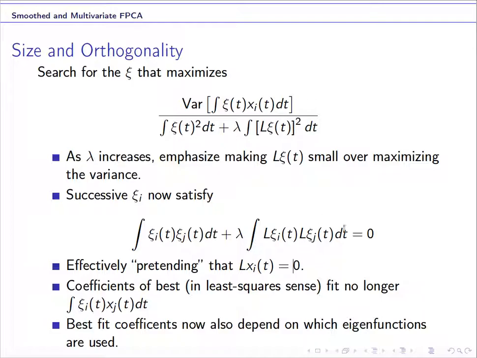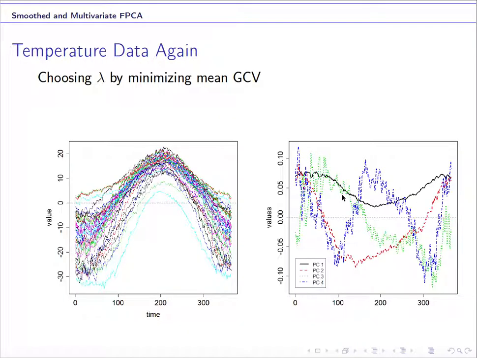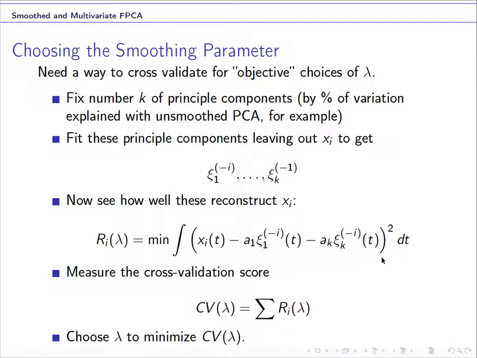Okay, so this is for this smoothing penalty, roughness penalty. So here, let me show you one example. The left panel shows the point-wise average temperature for 35 Canadian cities. And the right panel shows the estimated four FPCs without any roughness penalty. You can see it's very wiggly here, right? It not only doesn't look so nice, it's also hard to interpret when you have these small variations. Okay, so then you can add this roughness penalty. And so how do we choose the roughness smoothing parameter lambda? Basically, we choose it by minimizing the cross validation.